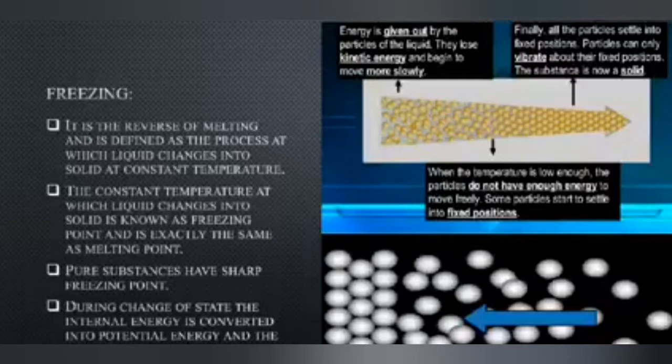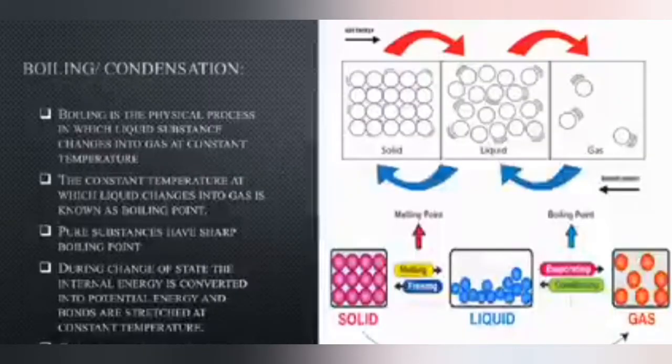So I hope it's clear what is actually happening in the heat absorbing process and what is actually happening in the heat evolving process. Now moving to the next process of change of state, that is boiling, and the reverse of boiling is known as condensation. I have already described the process of heat absorbing as well as heat evolving. So I'll not go into much detail about boiling and condensation, as the similar phenomena occur in boiling and condensation as in melting and freezing.